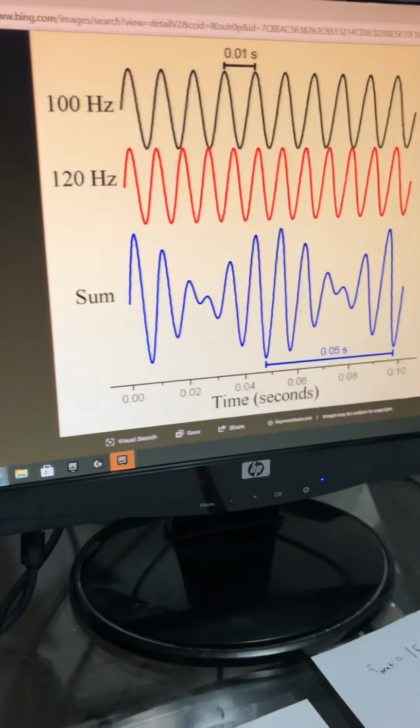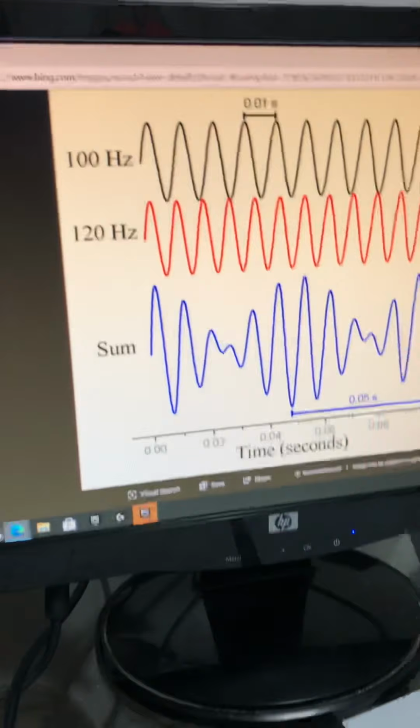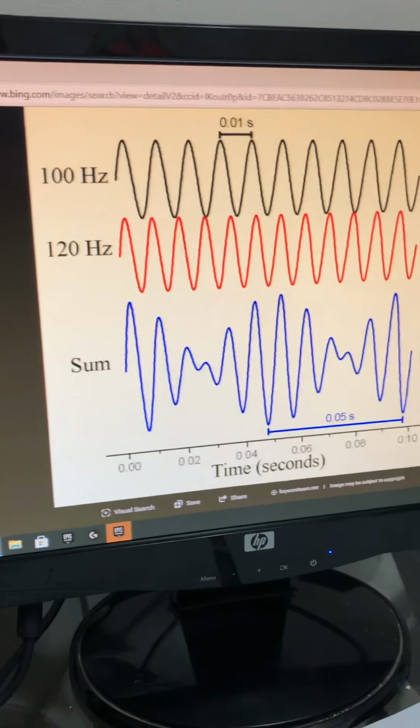Today I'm going to be doing a lab on beats. Before I get into my experiment, I'm going to just briefly go over how beats work.